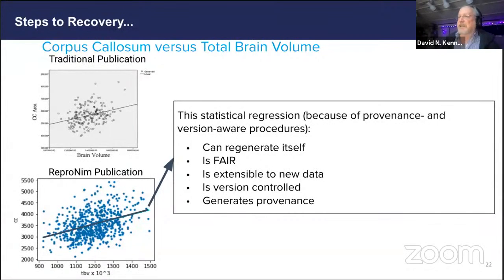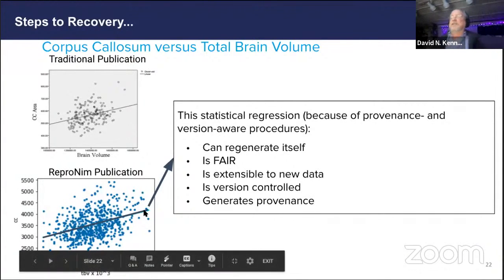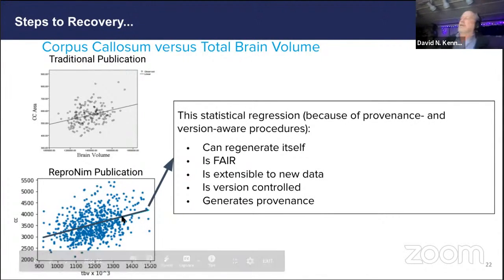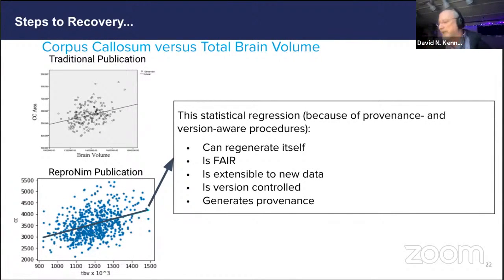The statistic has the same issue. The statistic has a version, has an execution, has a container in which it runs. So given this pile of data, this statistic can be rerun. Given a different pile of data, the exact same statistic can be run. Given the same or different pile of data, one has the framework to then version control and track and understand differences that one might make in that analysis approach.